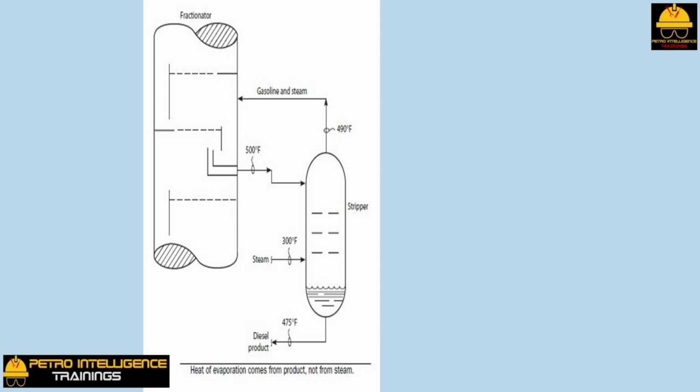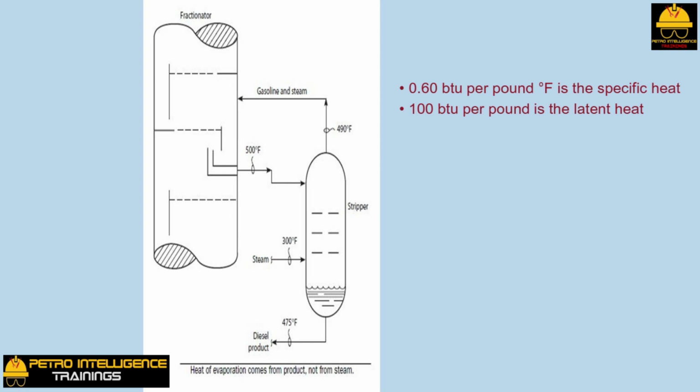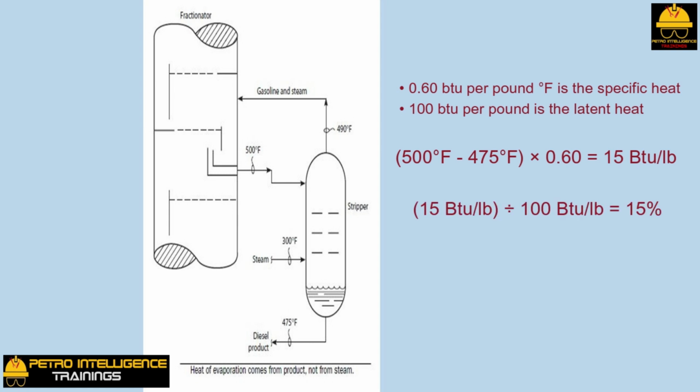in the stripping tower. Let's assume the following thermal properties for a typical hydrocarbon mixture of diesel and gasoline. 0.60 BTU per pound degree F is the specific heat. 100 BTU per pound is the latent heat. Referring to picture, the reduction in sensible heat of the diesel product equals 500 to 475 degrees Fahrenheit times 0.60, which is equal to 15 BTU per pound. The percent of the feed to the stripper that evaporates is then 15 BTU per pound divided by 100 BTU per pound, which equals 15%.